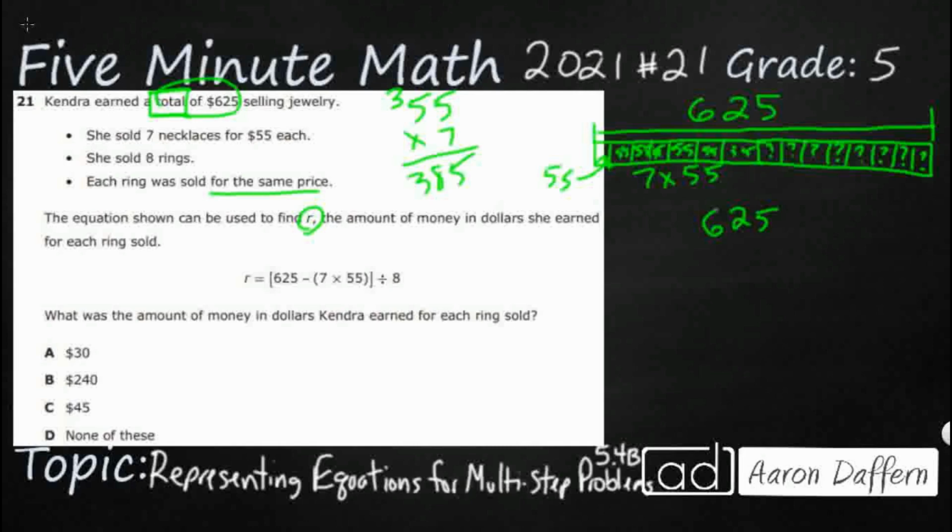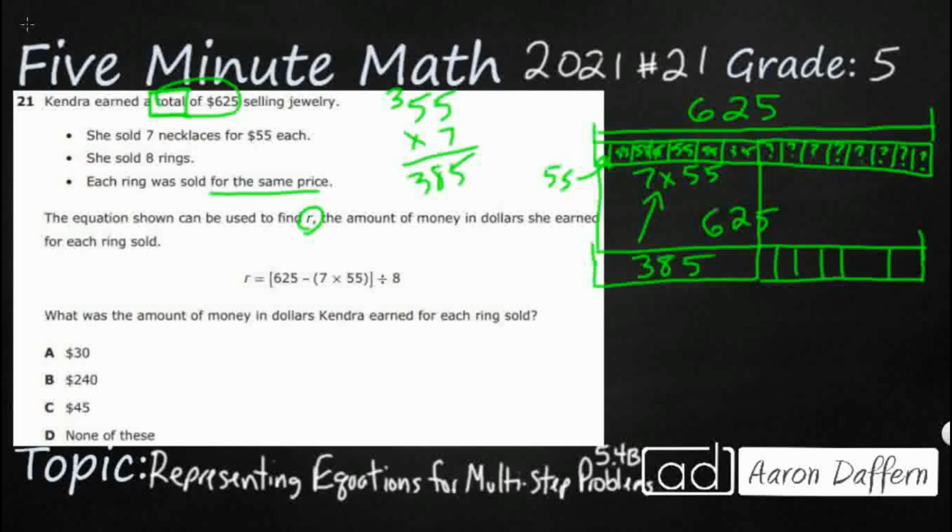All right, so this chunk, let me rewrite this down here. 625. I now know that this first chunk right here, and these are my necklaces, are $385. That's how much that is right there. We'll just say those two line up right there, $385. So now, whatever's left, that's what we're going to break up into these 8 equal pieces.